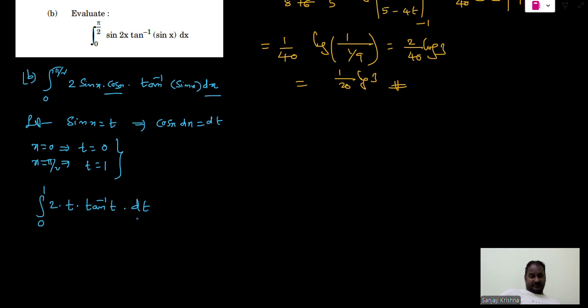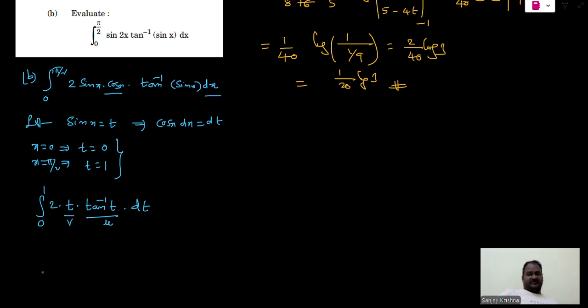I think no more doubts. Alright, so this is in which form? 2 being a constant and t into tan inverse t dt. This is just like x tan inverse x dx, when you are applying by parts, because t is one function and tan inverse t is the other function. It is an algebraic function as well as an inverse trigonometric function. So definitely we have to follow the ILATE rule. I means inverse trigonometric function, so tan inverse t comes first. Therefore, tan inverse t is your u and t is v.